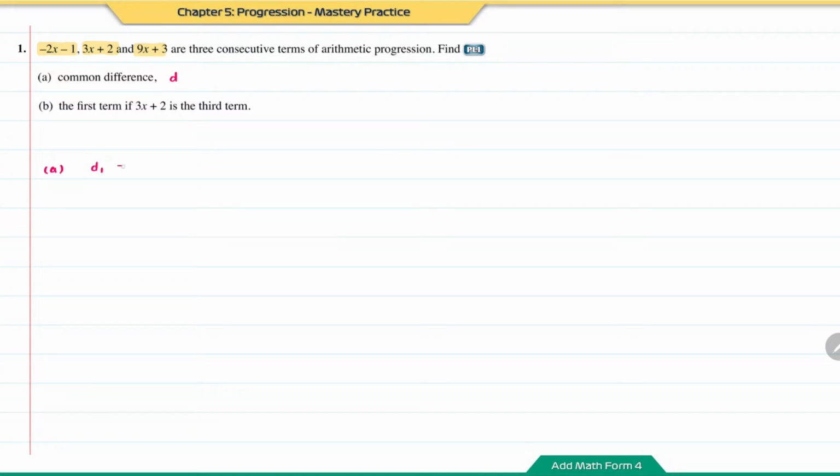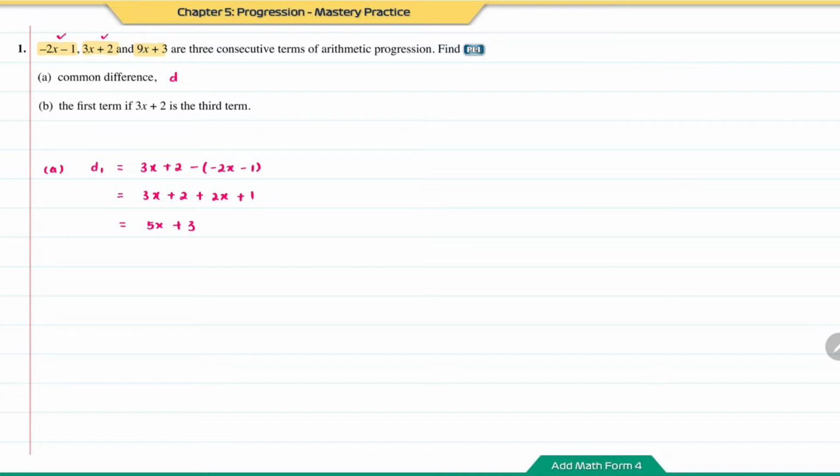So first I can find the common difference, the d1, using these two terms. So it's going to be 3x plus 2 minus, I'm going to put a bracket because I'm going to minus the whole thing of negative 2x minus 1. So here is going to be 3x plus 2 plus 2x plus 1. Then we're going to solve for the like terms. It's going to be 5x plus 3.